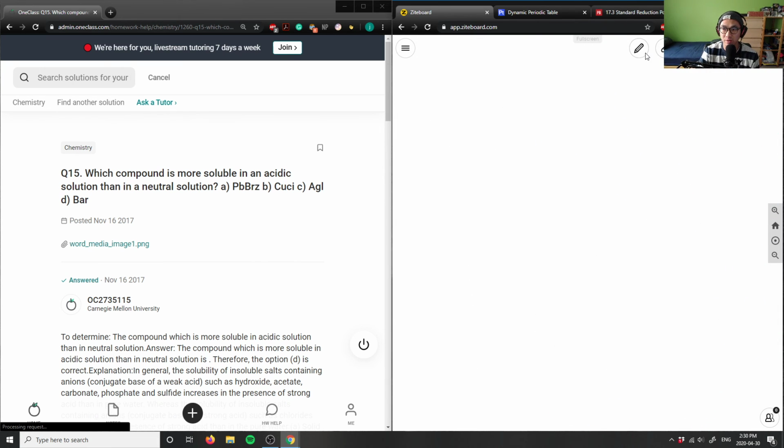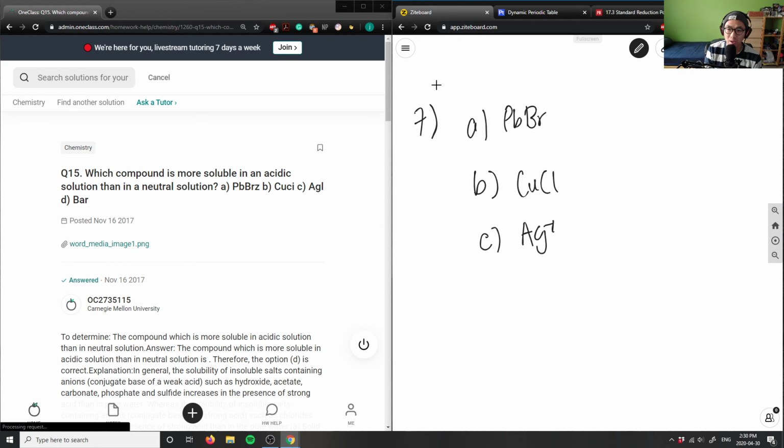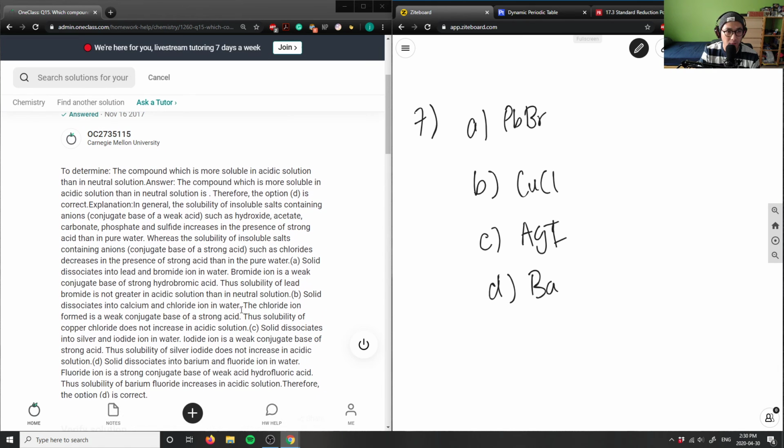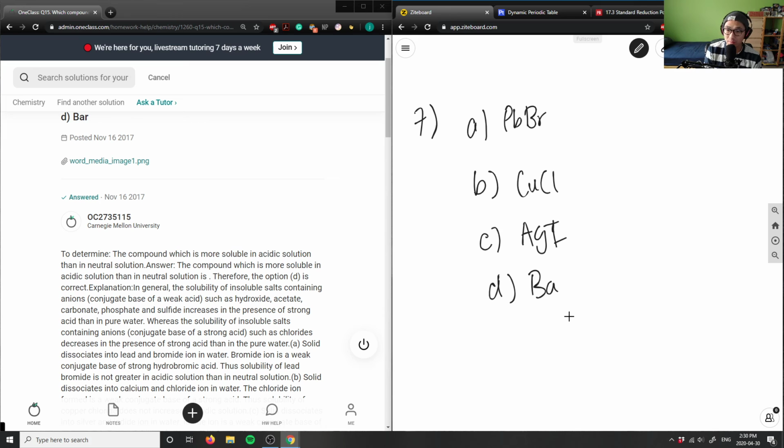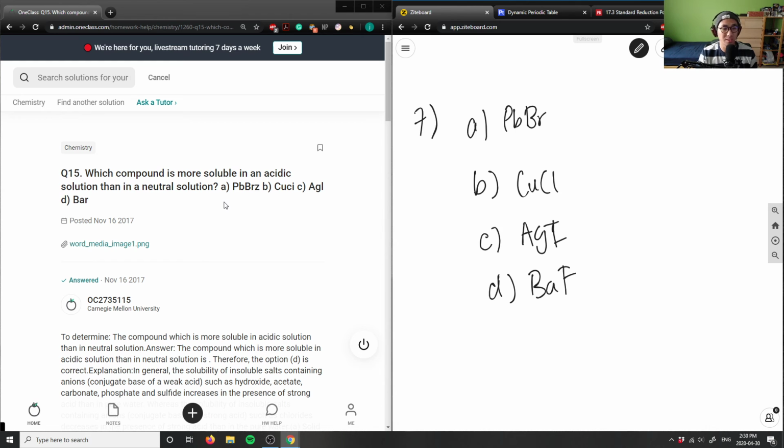Let's look at number 7. It says which compound is more soluble in an acidic solution. I believe I already answered this problem before in a previous video, but let me just write this down. I have A, PbBr, B, CuCl, C here is AgI, and D here is BaF. What's Ba? Let me look at the solution here. Barium, BaF. Okay. So it says here, which compound is more soluble in acidic solutions than in neutral solutions?